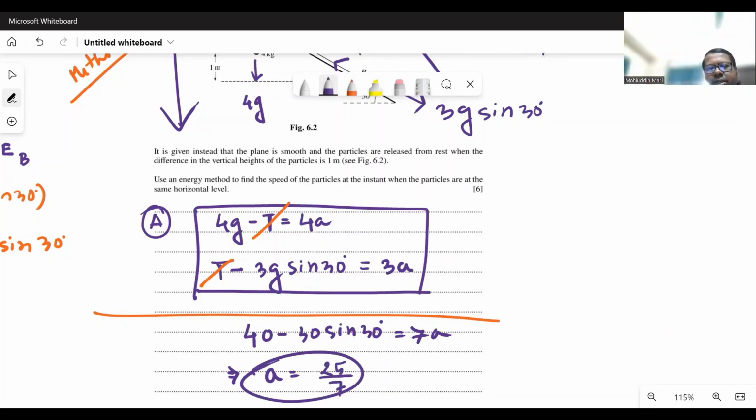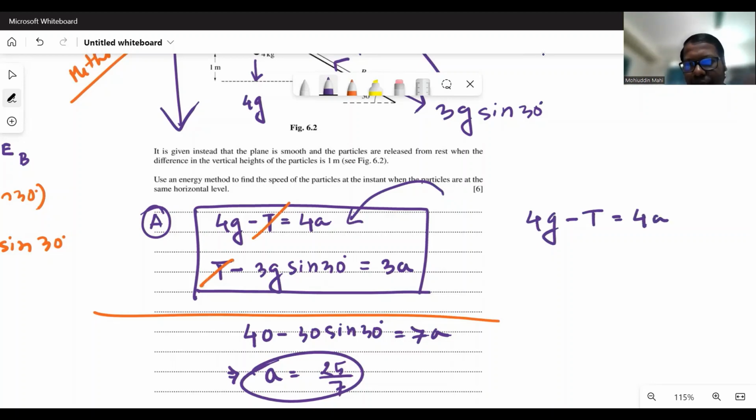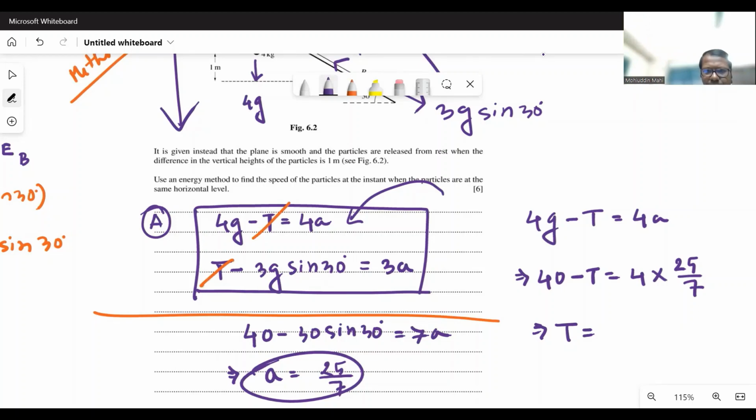Now, if you use that acceleration value in any of the equations, you will get the tension. So 4g minus T equals to 4 into acceleration. So 40 minus T equals 4 into 25 by 7. So T equals to 180 by 7. Don't write down the answer in decimal because we need to use that value again. Keep it in fraction form, then you will get the exact value in your final answer. Now we have got the tension.